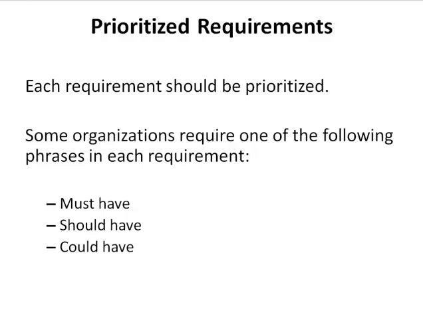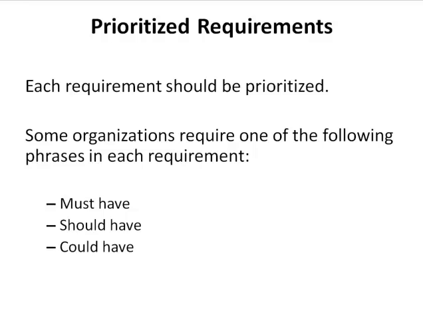Prioritized requirements. Each requirement should be prioritized. Some organizations require one of the following phrases in each requirement: must have, should have, could have. If you say the system must have such-and-such, then you know that that is a must-have requirement. It absolutely has to be included.